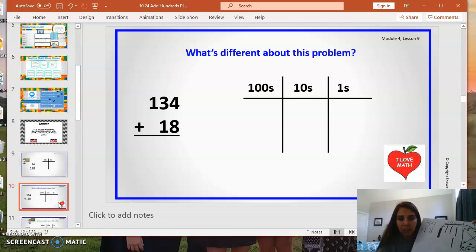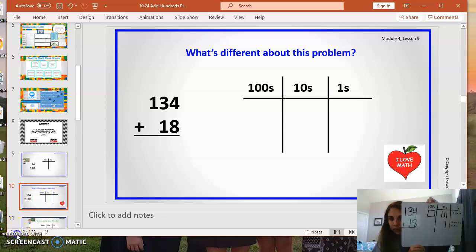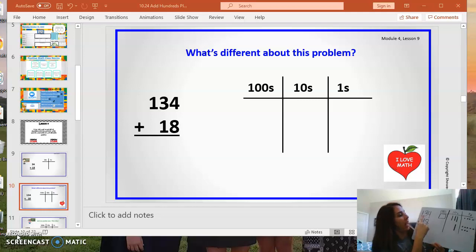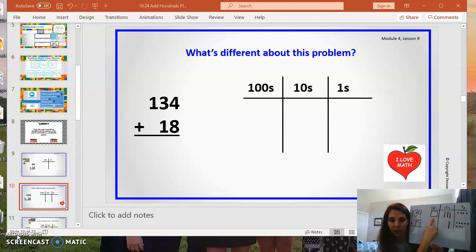All right, here is your next problem. 134 plus 18. Take a minute to set that problem up on your board. I'll set this problem up on my board. Remember, my hundreds are shown by a flat. So I've put 100, 3 tens, 4 ones, so 134 plus 18. So now I'm ready to start adding. I still add in my ones column.